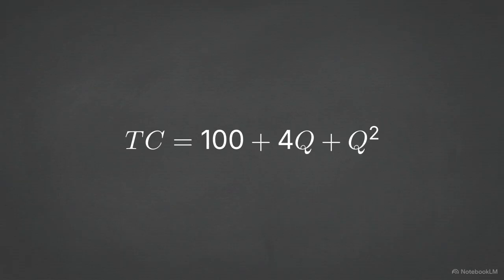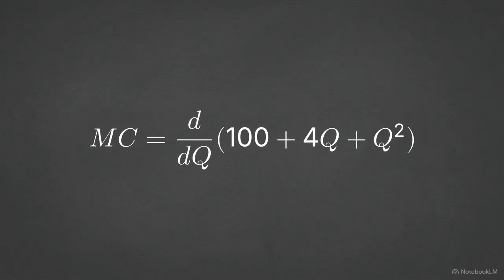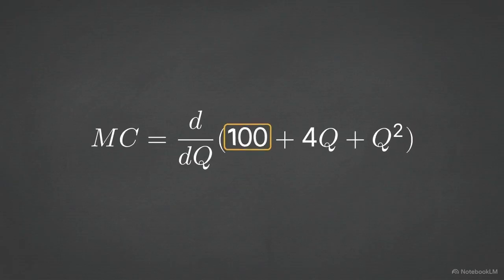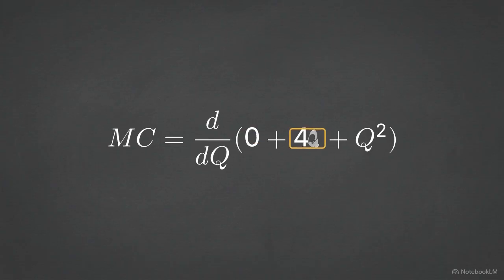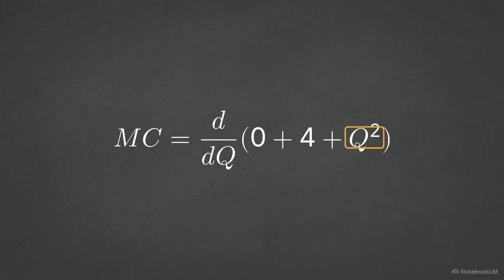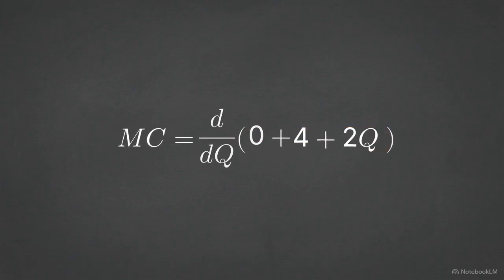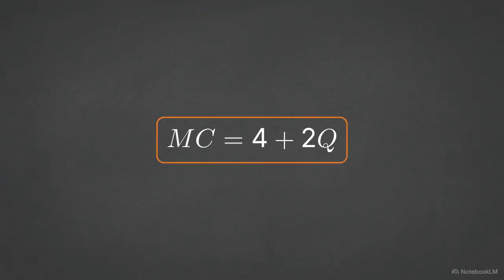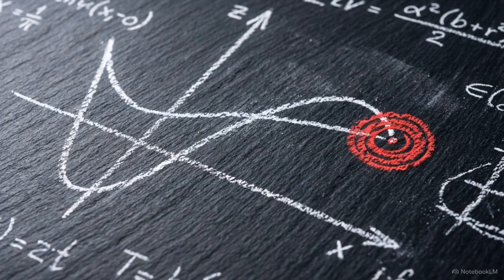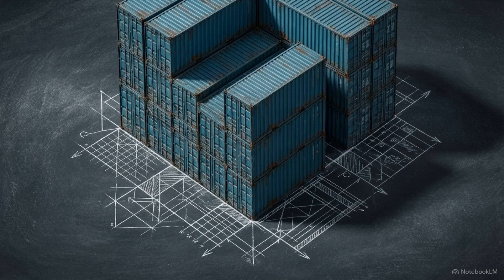This transforms our equation into 100 plus 4q plus q squared. Now we execute a power rule sweep across the total cost equation to find the derivative. The constant 100 drops to 0, 4q becomes 4, and q squared becomes 2q. This gives us the finalized marginal cost equation, 4 plus 2q. By bridging averages through totals, differentiation uncovers the true marginal cost. This is the only metric that accurately dictates whether a firm should scale up or scale back production.